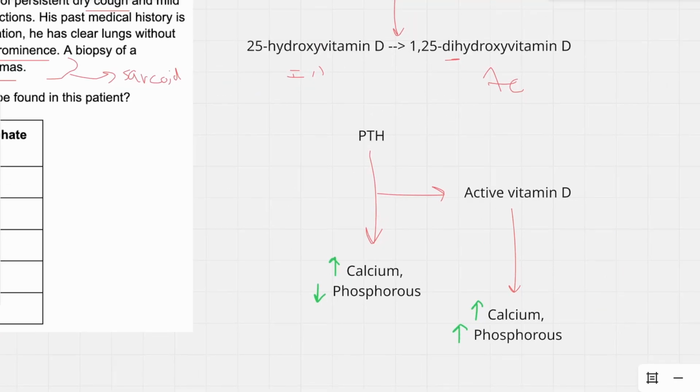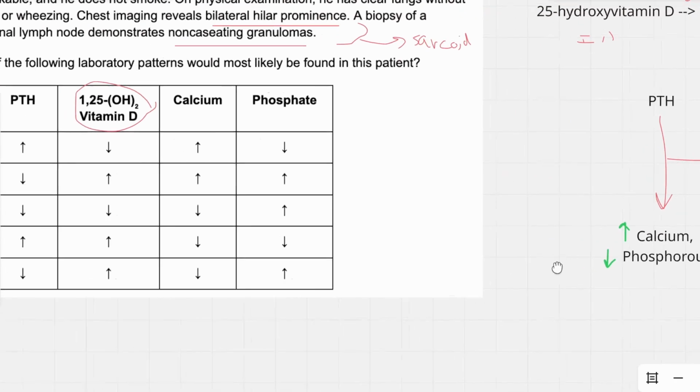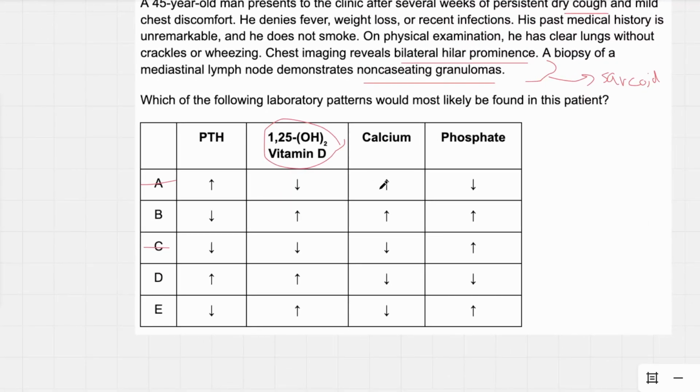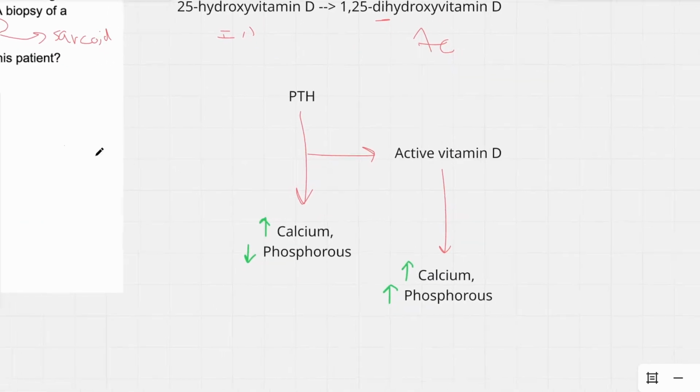All right, so we know our 1-alpha hydroxylase in our sarcoidosis is going to cause increased calcium and phosphorus. So calcium is going to be up, which means it can't be D or E. We already have our answer. Have we confirmed phosphate is also increased? Perfect. And PTH, let's just confirm this. PTH is low in this answer choice. Would it be low here?